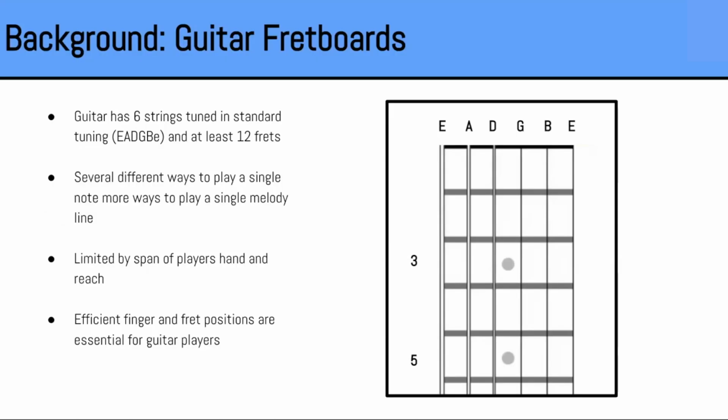To give you a little bit more background on why we chose this issue and why exactly it is a problem, let's look at a guitar fretboard. Guitars typically have 6 strings and at least 12 frets. This means there are several different ways to play the same note on a guitar. Knowing this and extrapolating this to the rest of the notes on a guitar fretboard, you can see that the number of ways to play the same melody can be almost exponential.